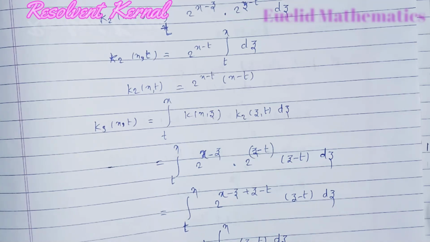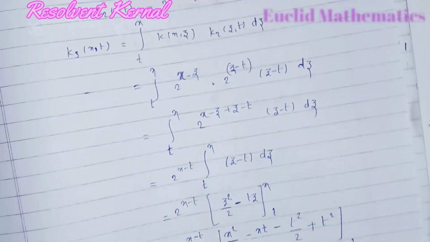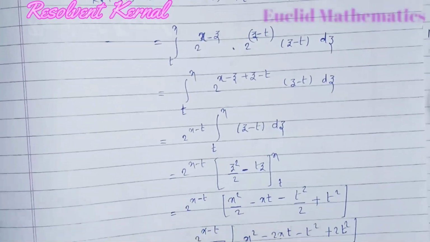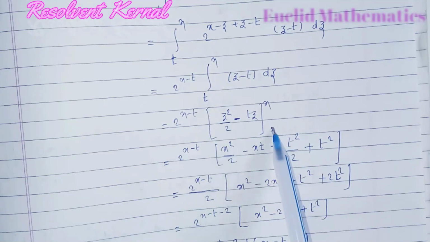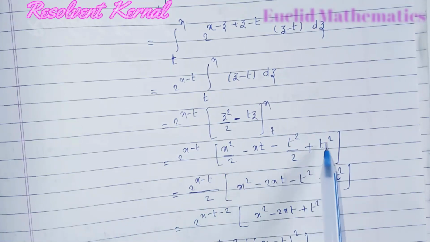The constant stays as it is. Integrate that term with respect to z: the integration of z is z square by 2, and minus t, a constant with respect to z, gives tz. Substitute the limits t to x; 2 raised to x minus t remains the same. Now go for finding the final values. Here the limit is given. Now substitute the upper limit with respect to x minus the lower limit with respect to t. So this is the substitution of limits.